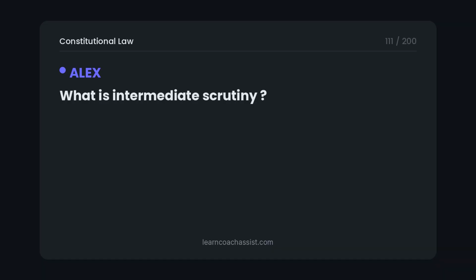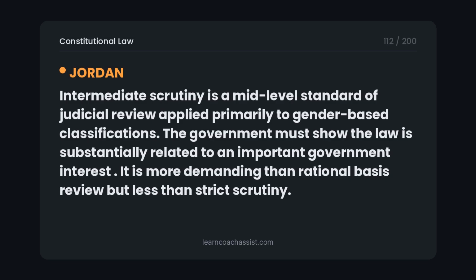What is intermediate scrutiny? Intermediate scrutiny is a mid-level standard of judicial review applied primarily to gender-based classifications. The government must show the law is substantially related to an important government interest. It is more demanding than rational basis review but less than strict scrutiny.